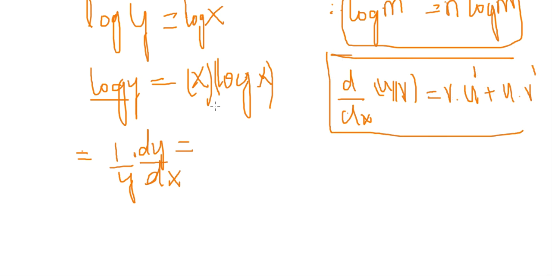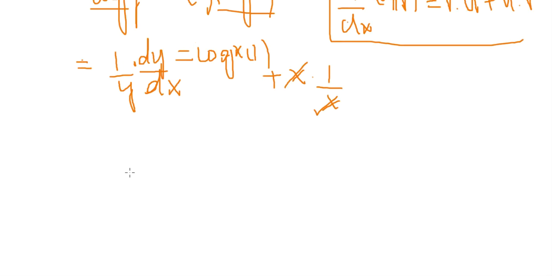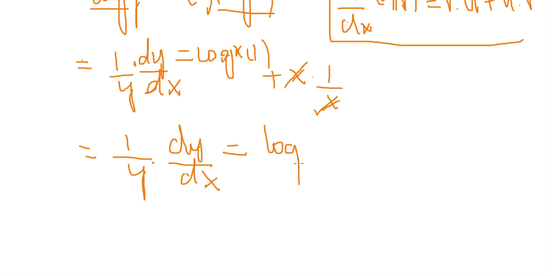So this log x stays here, derivative of x is 1, multiply that by 1, plus you have x here, and derivative of log x is 1 by x. You can cancel an x here. This becomes 1 by y multiplied by dy by dx equals log x plus 1.